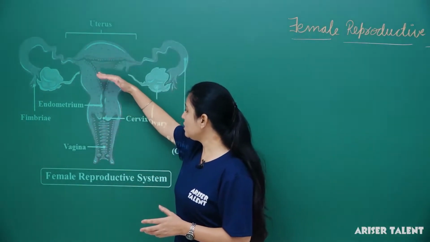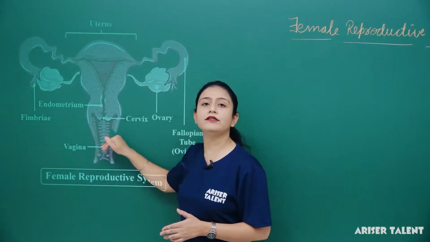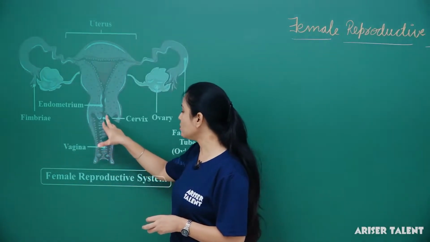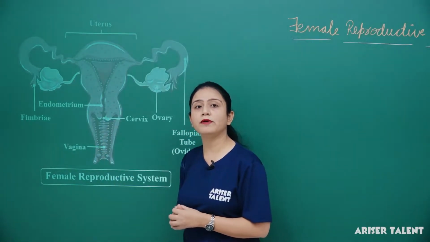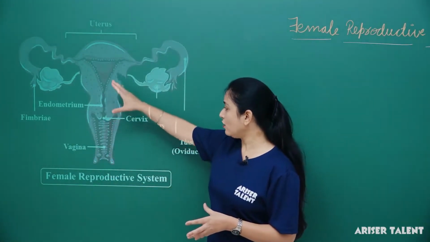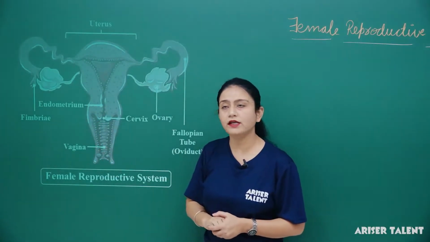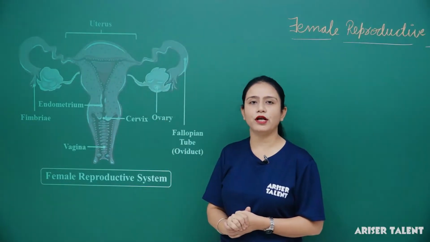Now let me tell you the other part, that is the vagina. Vagina is also a muscular part, and it is also known as the birth canal. Why? Because it allows the passage for the birth of the child. So this is all about the female reproductive system.